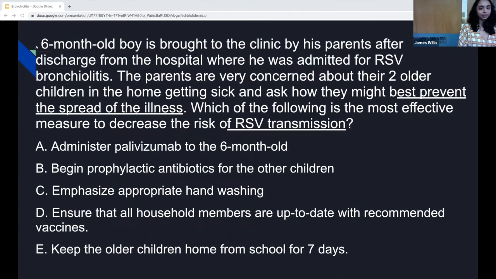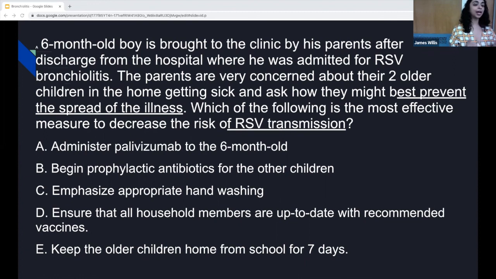So we'll do another question. Anyone? That's not David. A 6-month-old boy got meningitis and RSV bronchiolitis. Parents are very concerned about their 2 older children. Okay, so you want to administer Synagis to the 6-month-old is A. Anybody want to, you can read them and then we'll go through them.